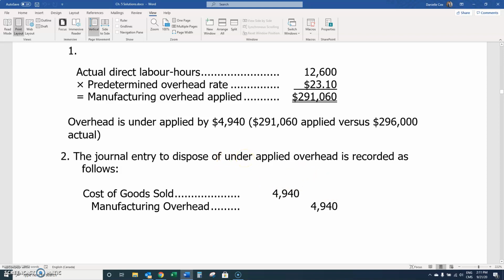If it's overapplied, we do something else. But for right now, for underapplied, that would be what your journal entry would be.